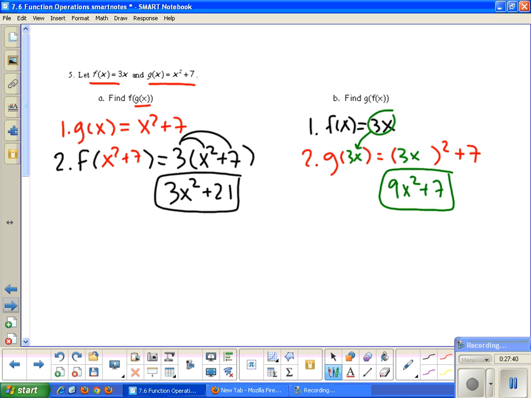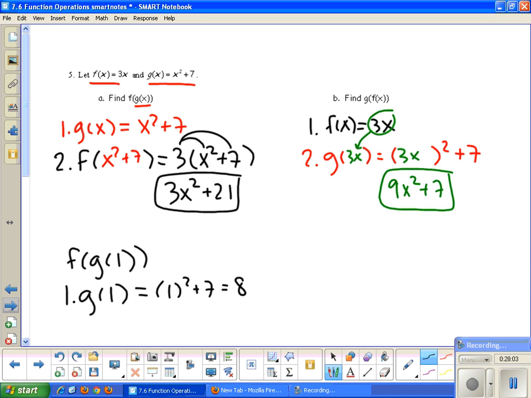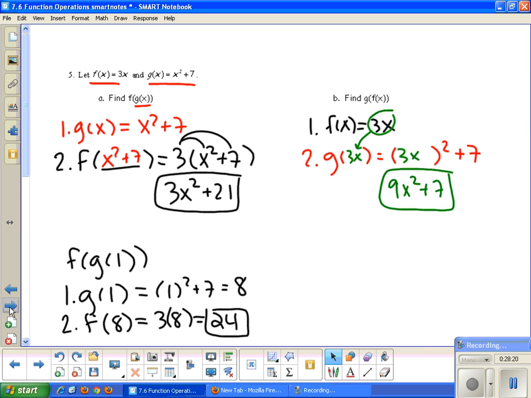And then that's what we're going to be doing for these problems. And again, the only difference is instead of plugging numbers into my equation, I plugged in a whole equation. So instead, if I wanted to do f of g of 1, in this case, I would first do g of 1, which would be equal to 1 squared plus 7, which equals 8. And then my second part would be doing f of g of 1. So g of 1 was 8, so f of 8 would then be equal to 3 times 8, which is 24. So instead of doing that, we plugged an entire function into my equation.